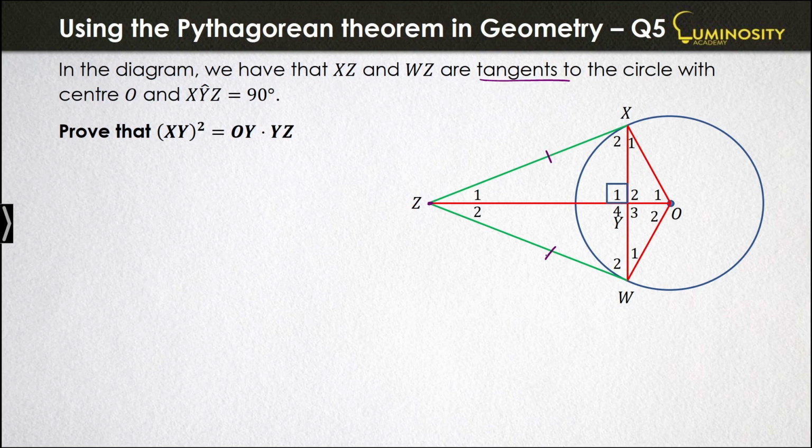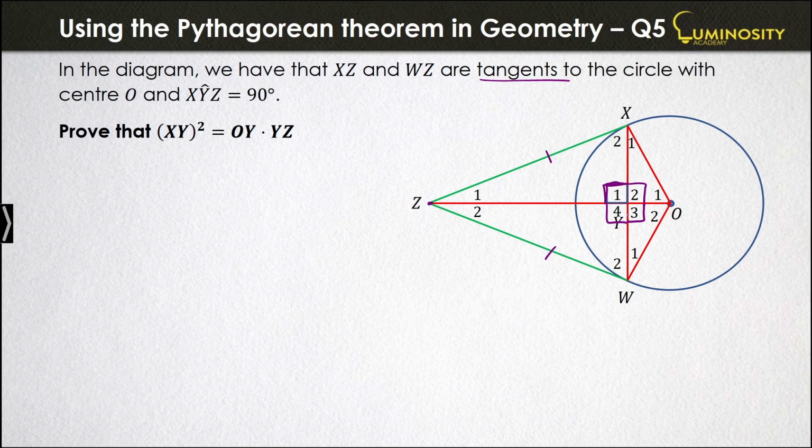We're also told that angle XYZ, so this angle here, is a 90-degree angle. So by virtue of the way this diagram is constructed, this would be a right angle, that would be a right angle, and that would be a right angle as well. So we want to prove that XY all squared equals OY times YZ.